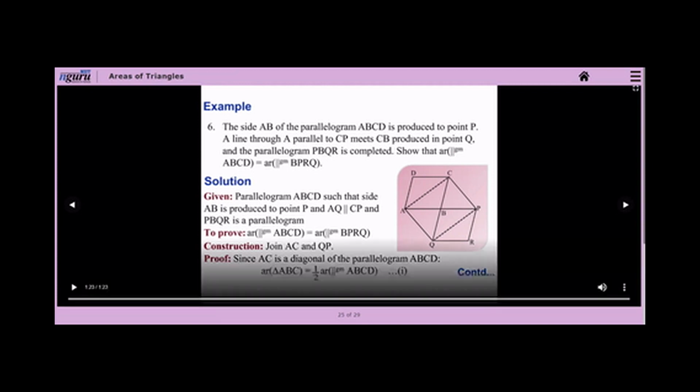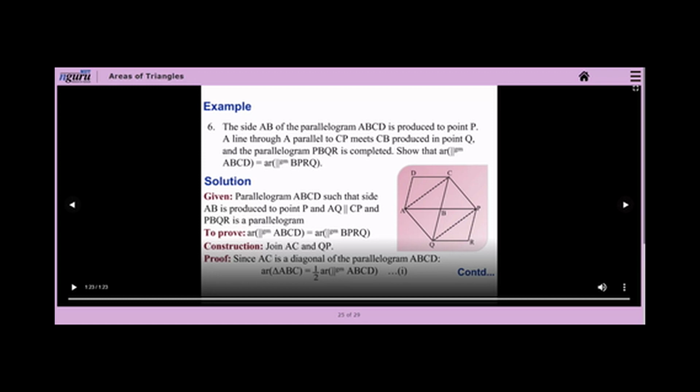Join AC and QP. Since AC is a diagonal of the parallelogram ABCD, the area of the triangle ABC is half the area of the parallelogram ABCD. Denote this as equation 1. So, what is the next step? In parallelogram QRPB, triangle QRP is equal to half of area of QRPB, ma'am. Correct. And then we have to prove the area of ABCD is equal to area of BPRQ. Area of ABC is half area of ABCD and area of BQP is half area of BPRQ.